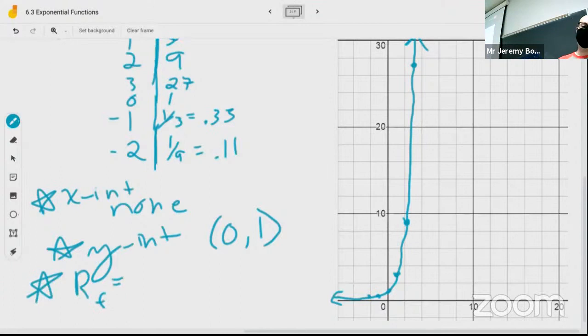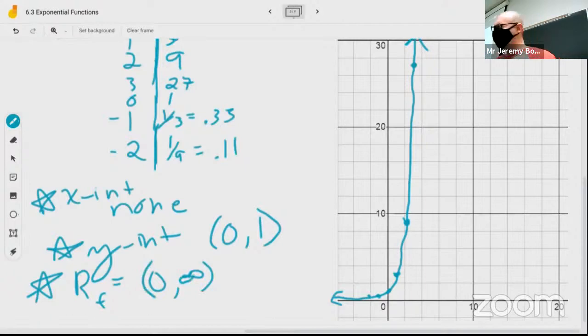And there's one last thing we talk about. This one. What's the range? So this is getting closer and closer to what as we go along? It's 0.33, then 0.11, and it's going to be closer and closer to 0. So what do you think the range is going to be? From 0 to positive infinity, and we don't include the 0.